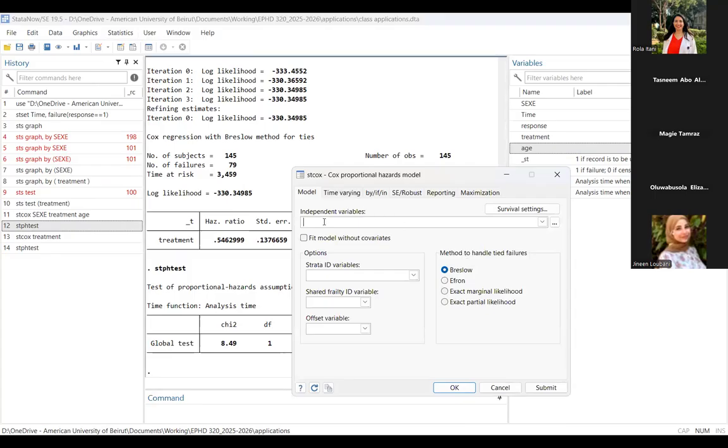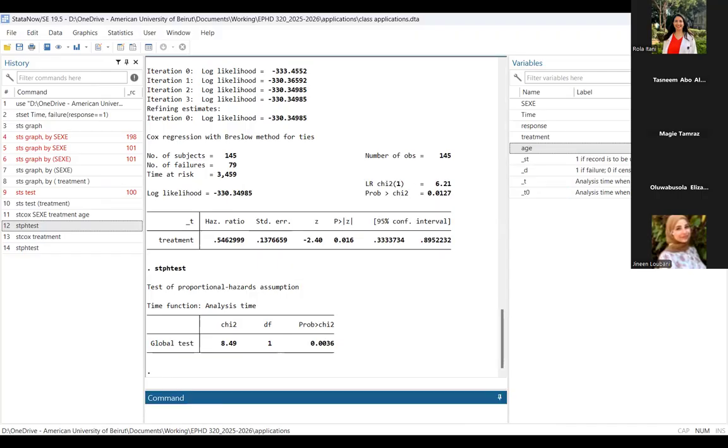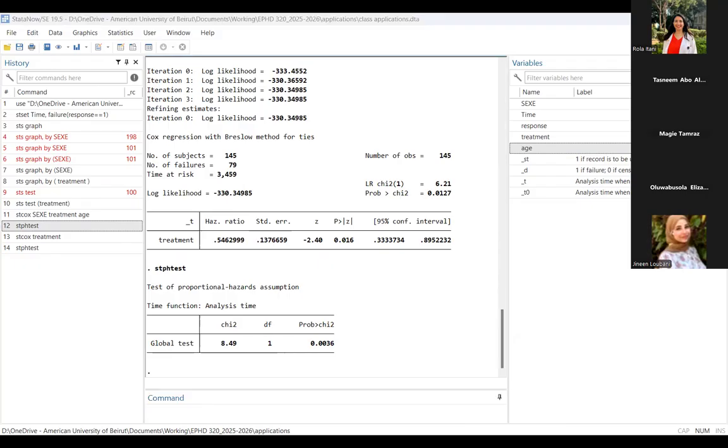So independent variable, let's say we put... No, it's not here again. The log minus log. Let me check if I have it on my slide. I don't have it on my slide, but there is an option. You can look it up and ask ChatGPT.